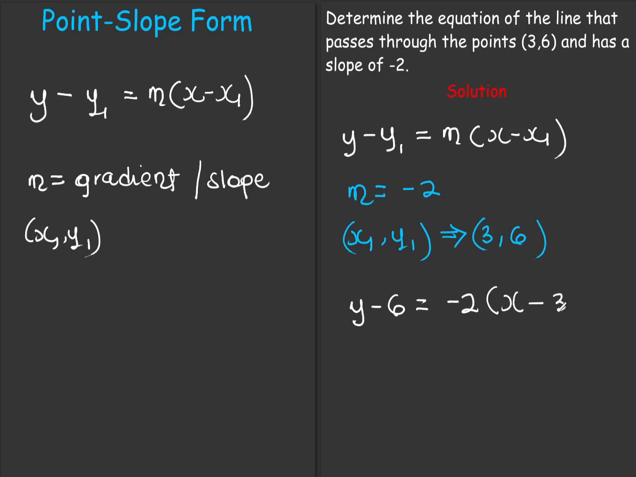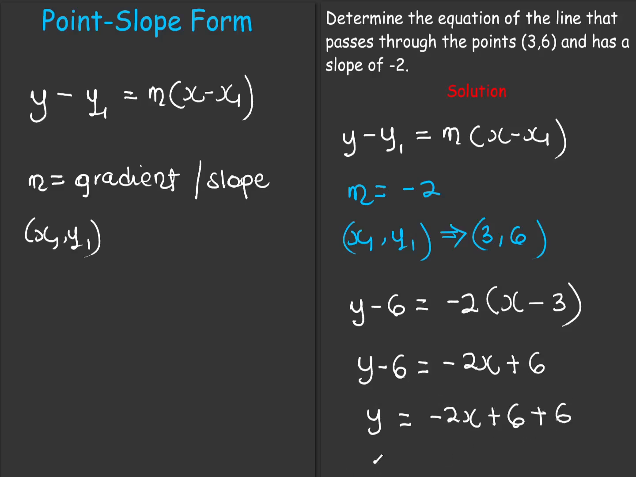x1 is 3. So what do we do? We now make y the subject. We have y minus 6 equals -2x, that is multiplying -2 by x. Then -2 times -3, we have a +6. So we have y minus 6 equals -2x plus 6. Then this -6 moves to the other side to become a +6. Simplifying further, we have y equals -2x plus 12. And this is the equation of the line we are looking for.